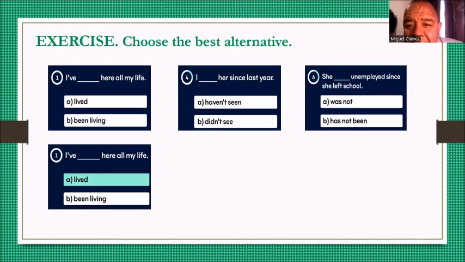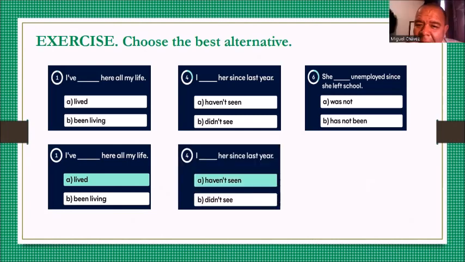Another one for number four. Another volunteer. Vianney, if you want to help us again, it's okay. A or B for number four. I didn't see her since last year. Let's check. Haven't seen. Remember, we are using the auxiliary verb have or has, then the past participle. Did is for the simple past.